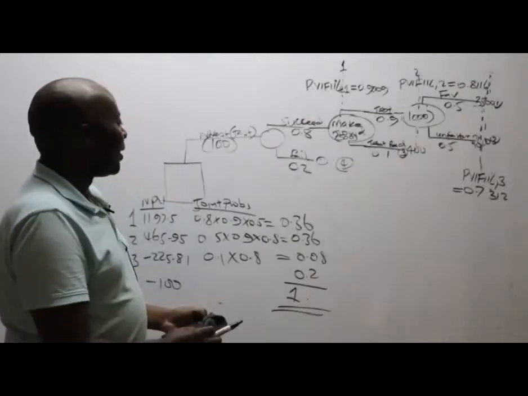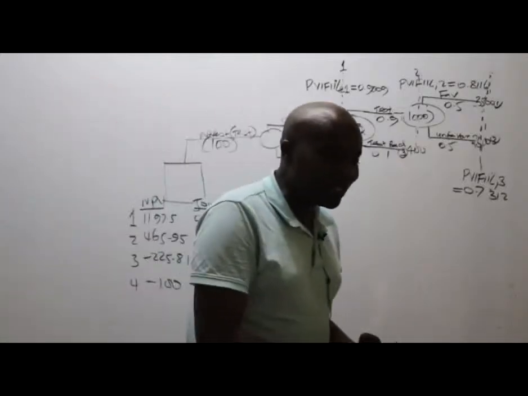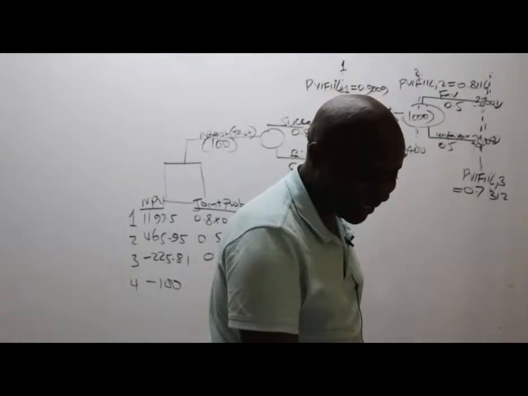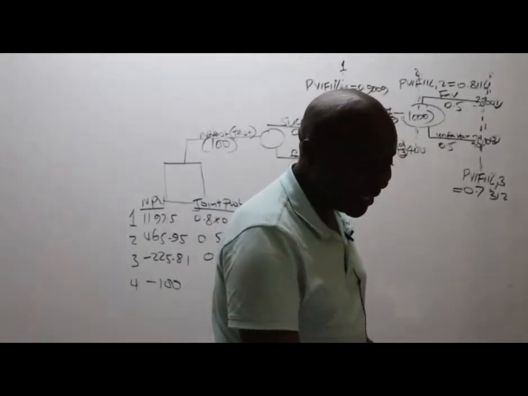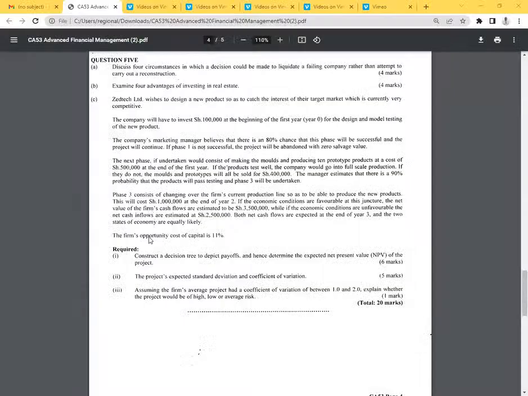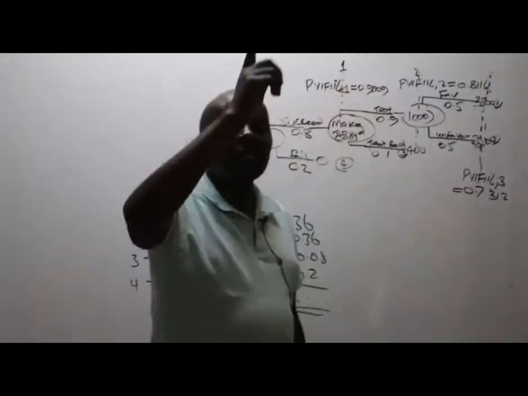Here it is 1. Ladies and gentlemen, please look at the question. It's a heart attack, or a shark attack. Ladies and gentlemen, they wanted us to construct a decision tree to depict payoffs that we have done and hence determine the expected net present value of the project. So the expected net present value of the project is what that good lady started by telling us up there.